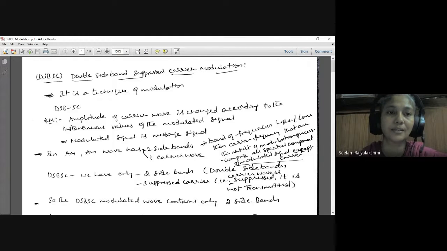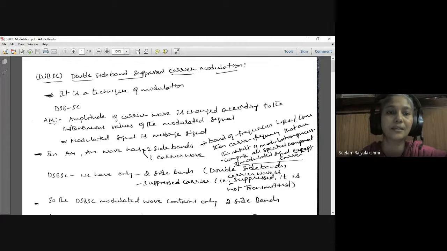We can describe amplitude modulation as the superposition of carrier wave and message signal. Or we can say that the amplitude of the carrier wave is changed according to the instantaneous values of the modulating signal. Ante modulated signal yokka instantaneous value ni batti carrier wave yokka amplitude manaki change avutundi. Like that also we can describe. Or the superposition of message signal with carrier wave or carrier signal, that is also nothing but amplitude modulation.